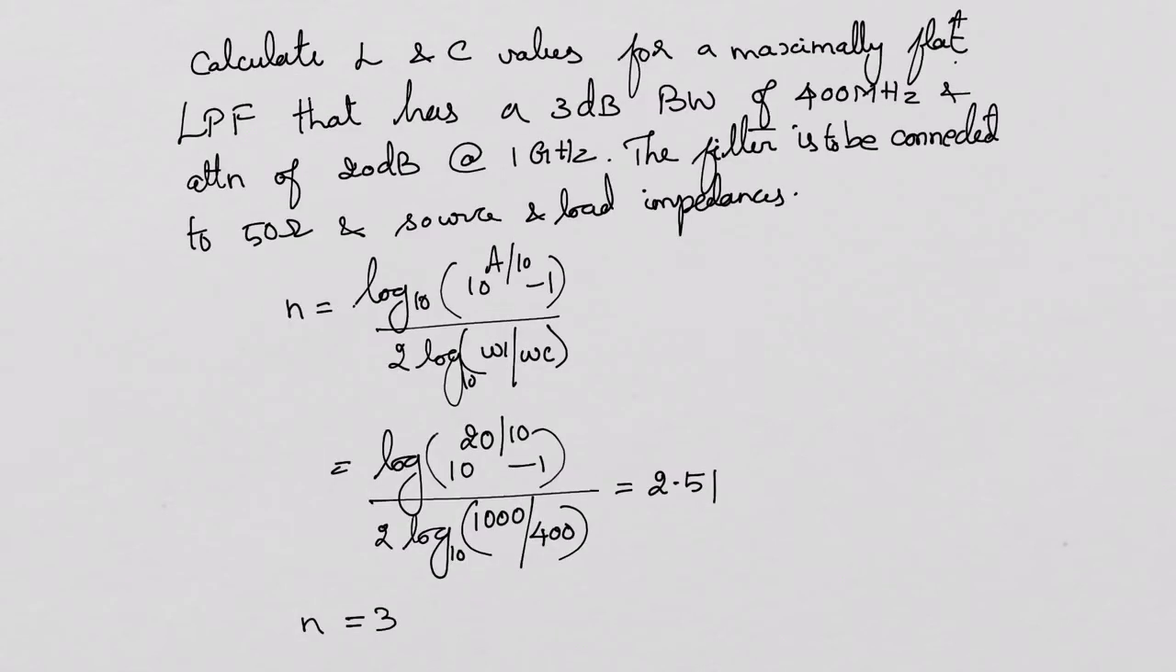So here is the problem given. Calculate L and C values for a maximally flat LPF, low pass filter, that has a 3 dB bandwidth of 400 MHz and attenuation of 20 dB at 1 GHz. The filter is to be connected to 50 ohm source and load impedances.